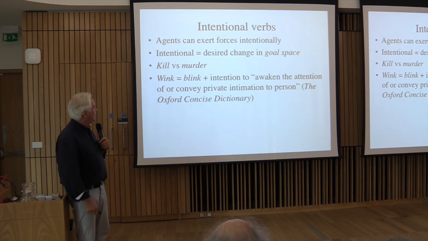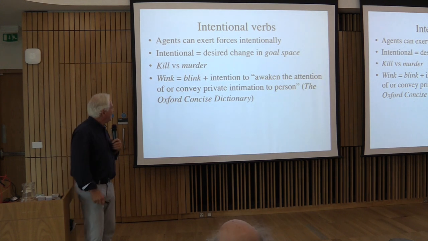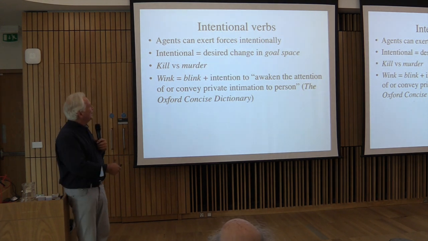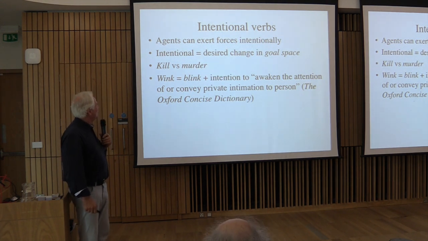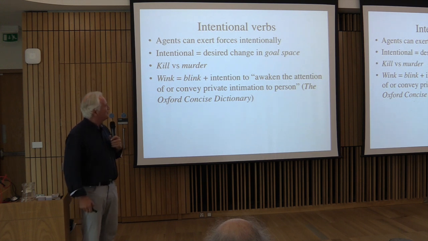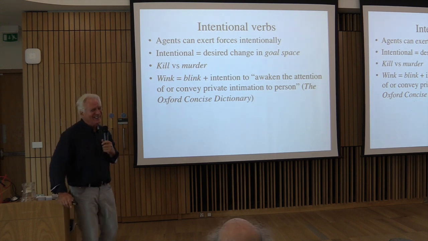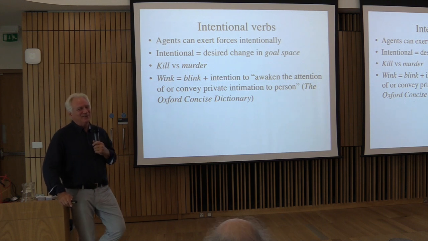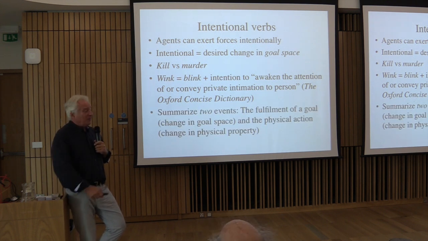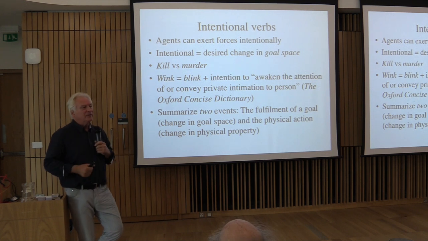Here is a nice thing I found in the dictionary. What is wink? Yeah, it's a blink, and the intention to awaken the attention or convey private intimation to a person. I like that definition of what wink is. But wink is intentional, blink is non-intentional. That's another good example. So, my analysis of this is that an intentional verb actually contains two events.